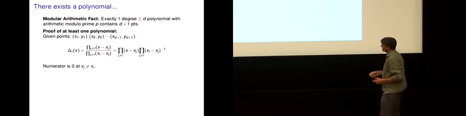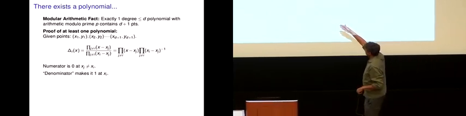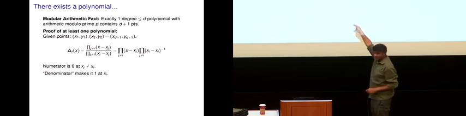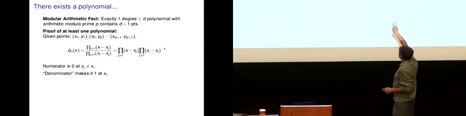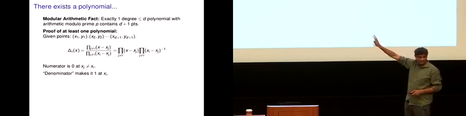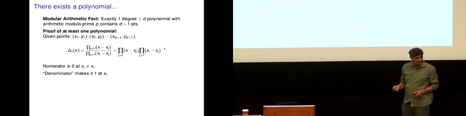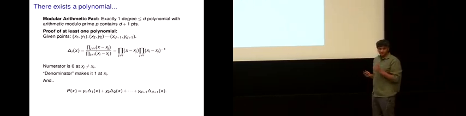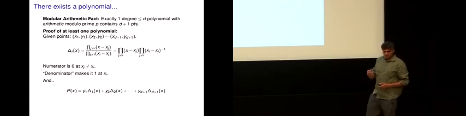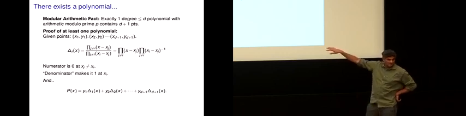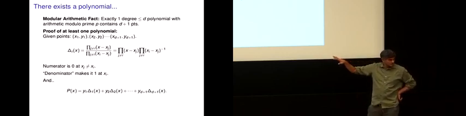Right? So the numerator is 0 at all xj not equal to xi, because you have a product of x minus xj, and once you plug in xj, you get a 0 in that product, so you get a 0. And the denominator, this inverse here, makes it 1 at xi. I'm just dividing out this product when I plug in xi. Okay, and then this is the solution. So this is the proof that there's at least one polynomial. Okay? So you can solve it using a linear system, or you can solve it using Lagrange interpolation. It's called Lagrange interpolation.